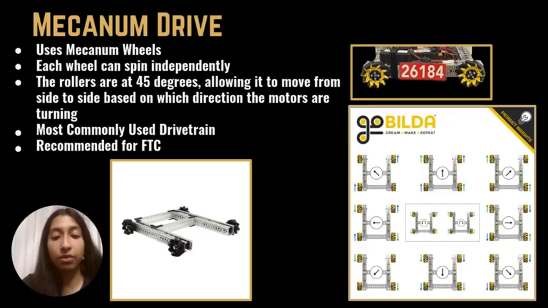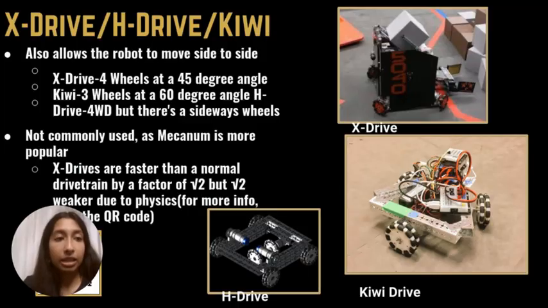Okay, now we're going to look at the Mecanum drivetrain. And the Mecanum drivetrain is actually one of the most commonly used ones in FTC, and it's arguably one of the best. And that's because each wheel is able to move independently because of the rollers that allow it to move at a 45-degree angle. That makes the robot able to move side to side, allowing it to be much more versatile than the other types of drivetrains.